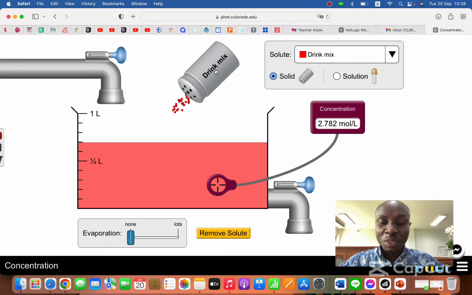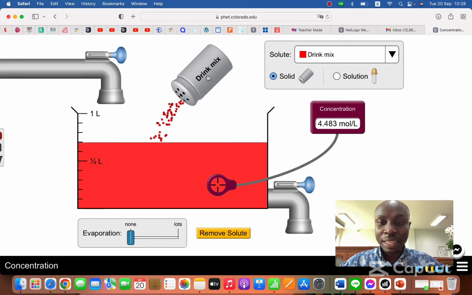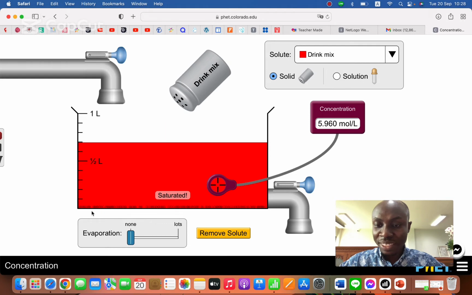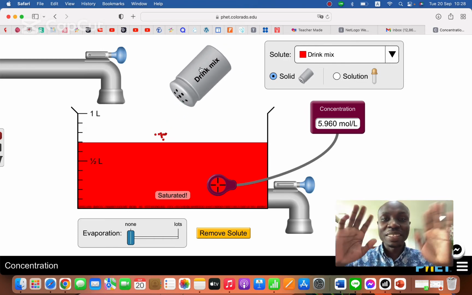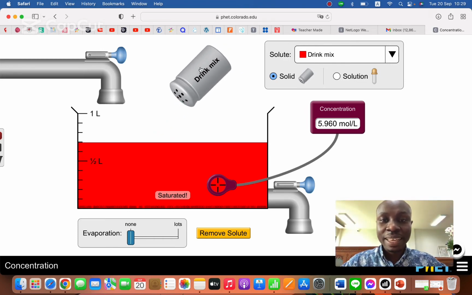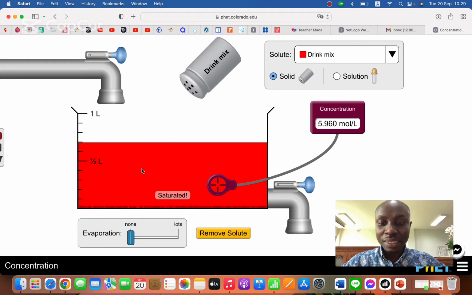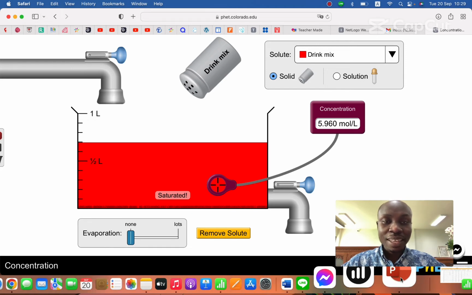Now let me add more solute, and let's just say we're making a concentrated solution, a lot of solute. I'll keep adding, and what do you see at the bottom of the container? You can see that the extra solute cannot dissolve. And we call this a saturated solution. So let's go back to the PowerPoint.